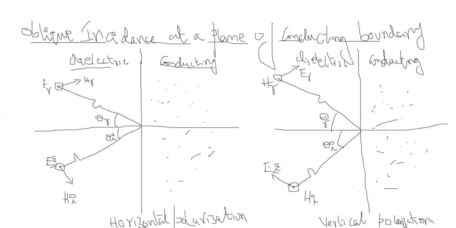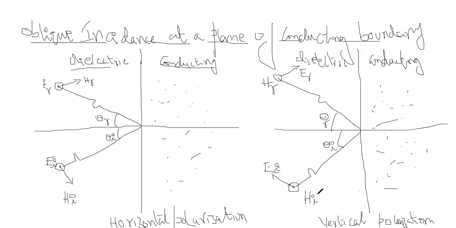Okay, now we compare these two, the vertical polarization and horizontal polarization in the oblique incidence at a plane conducting boundary. So what is the difference here? When the EI, the electric field vector, is perpendicular to the plane of incidence, it is called horizontal polarization. And when the magnetic field HI, the magnetic field vector, is perpendicular to the plane of incidence, it is called vertical polarization.